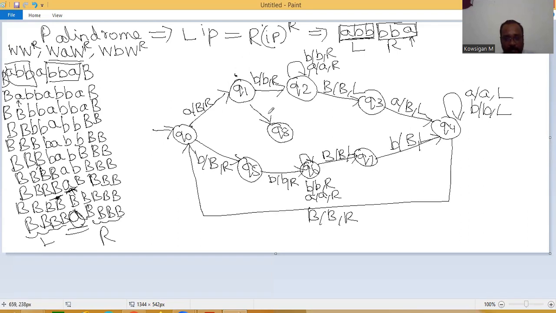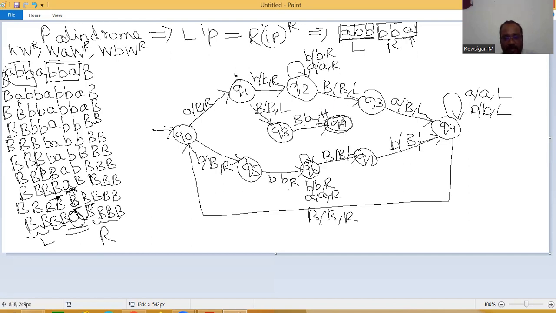So right hand side, you will be having blank. Blank is mentioned as blank, and again move to the left hand side. Again move to the left hand side. You will be having this blank, that separator blank. Again change that blank as A and stay there. That is the acceptance state. Again change the blank as A, that is separator, and halt there.